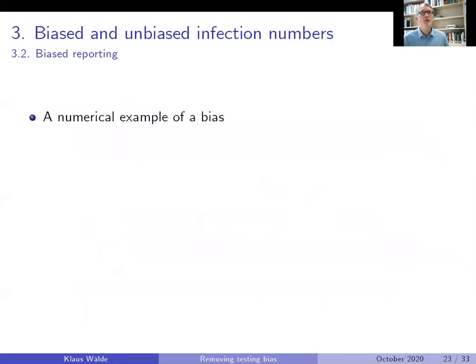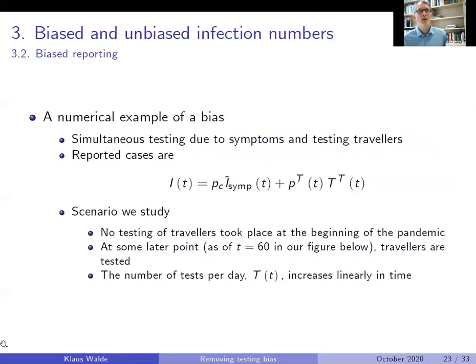Now let me give you a numerical example of the bias. Now we do simultaneous testing due to symptoms, and we also test travelers. So this is a much more realistic case. Then the reported cases are the number of reported cases because you go to the doctor, you have symptoms, and the doctor finds that you actually have CoV-2 infection, and the number of cases coming from positive tests of travelers.